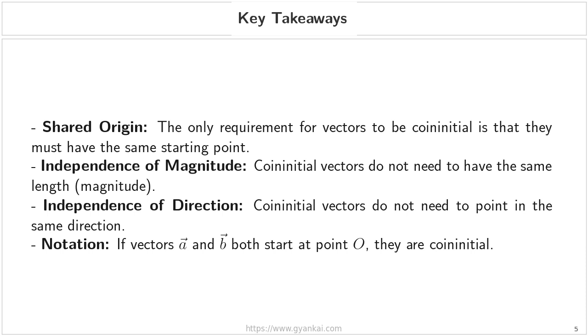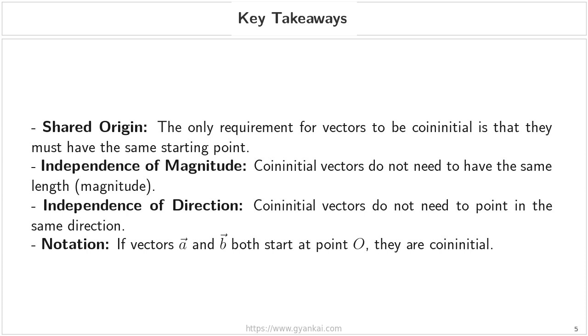Finally, let's look at the mathematical notation. If you see vector A and vector B, and both are written as starting from point O, meaning they both originate at point O, then you can confidently state that these vectors are coinitial.